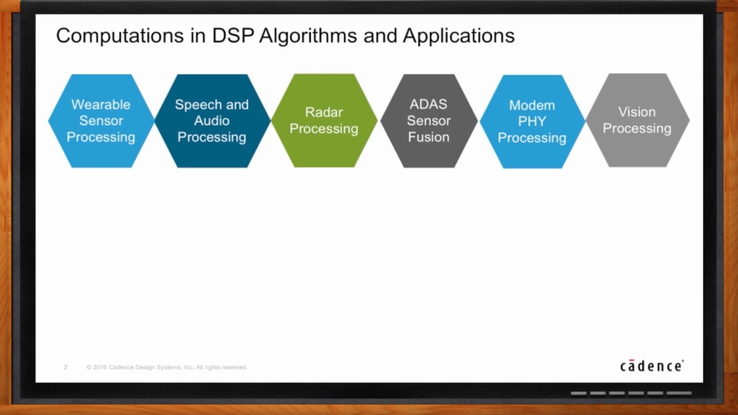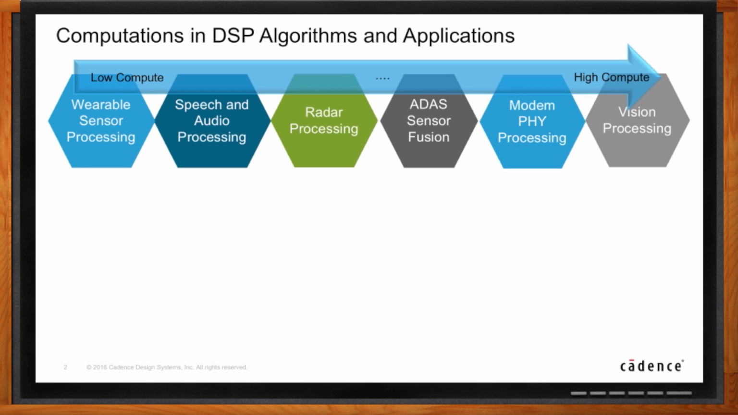So when we talk about computations and DSP applications, this is the application space that we are talking about, from low compute to high compute. So on the low compute, you have variable processing going on to speech and audio processing, radar, and then on the high end, you have the communications modem processing and the vision processing. So the DSP application space spans from low to high compute.